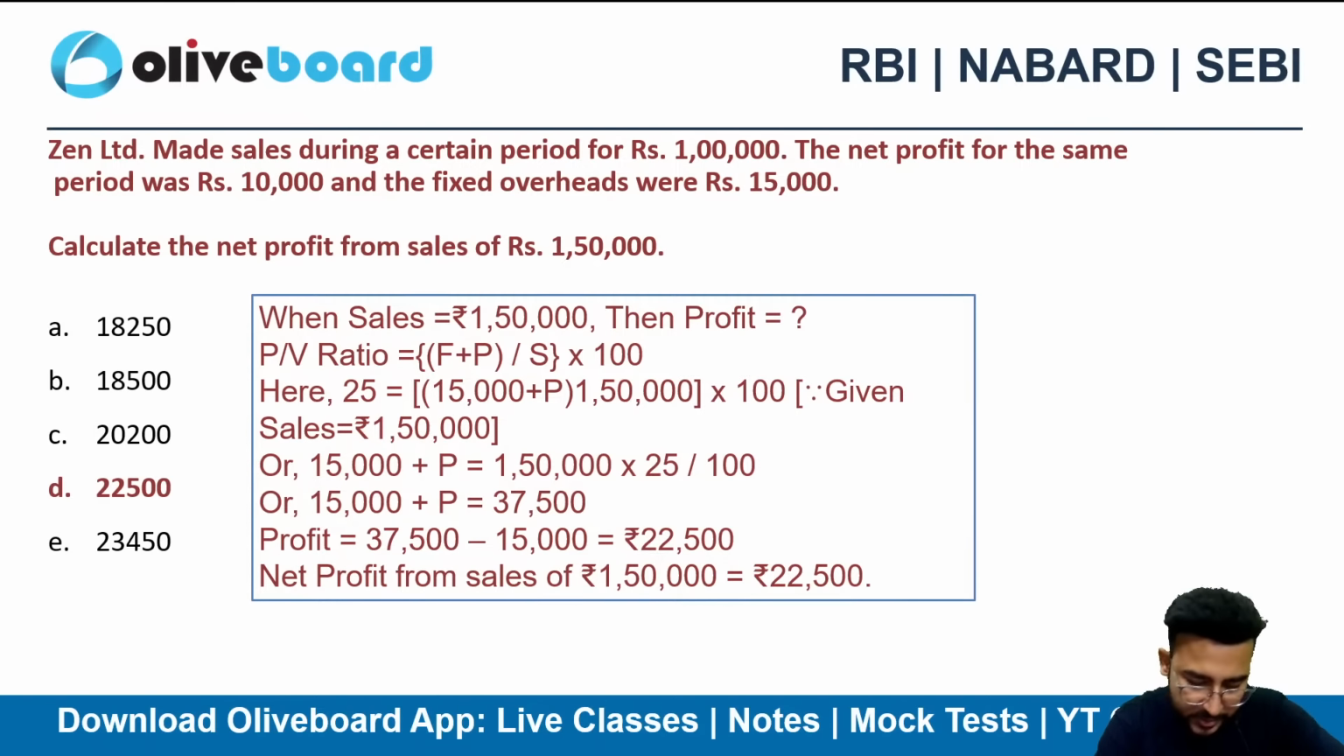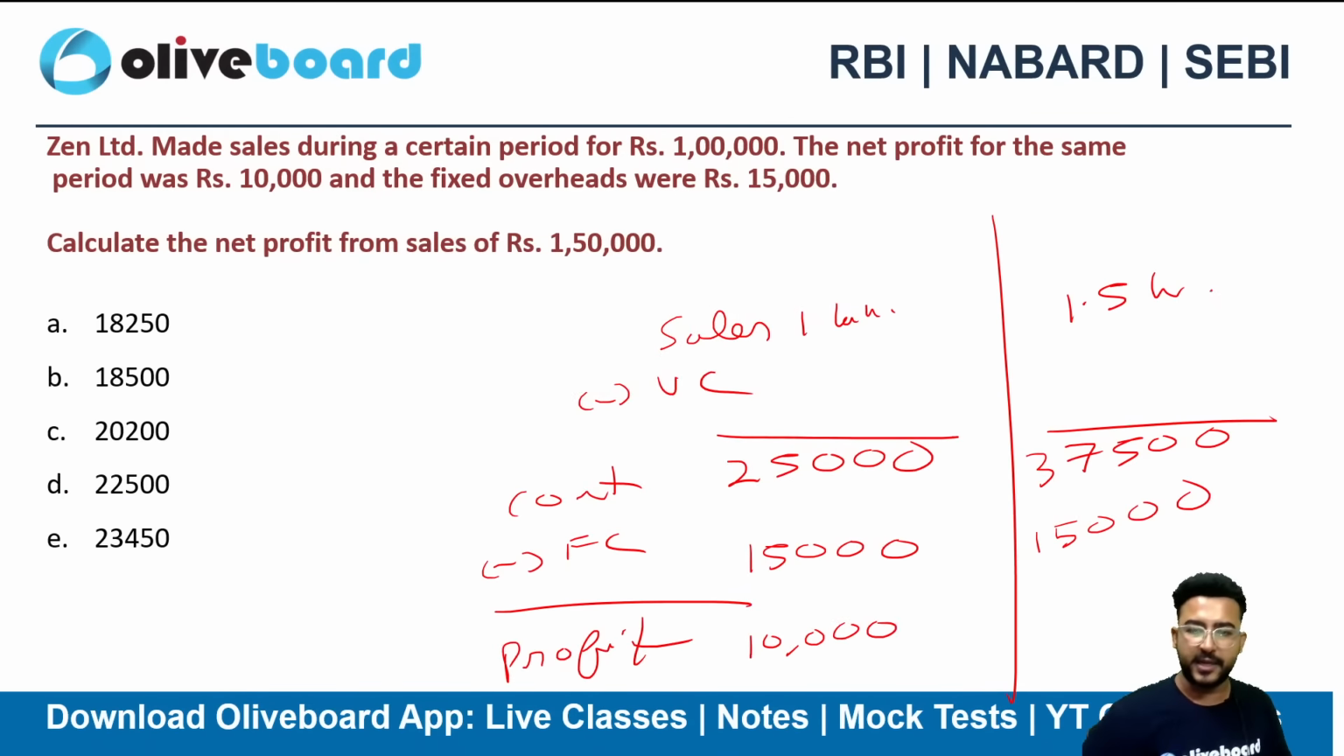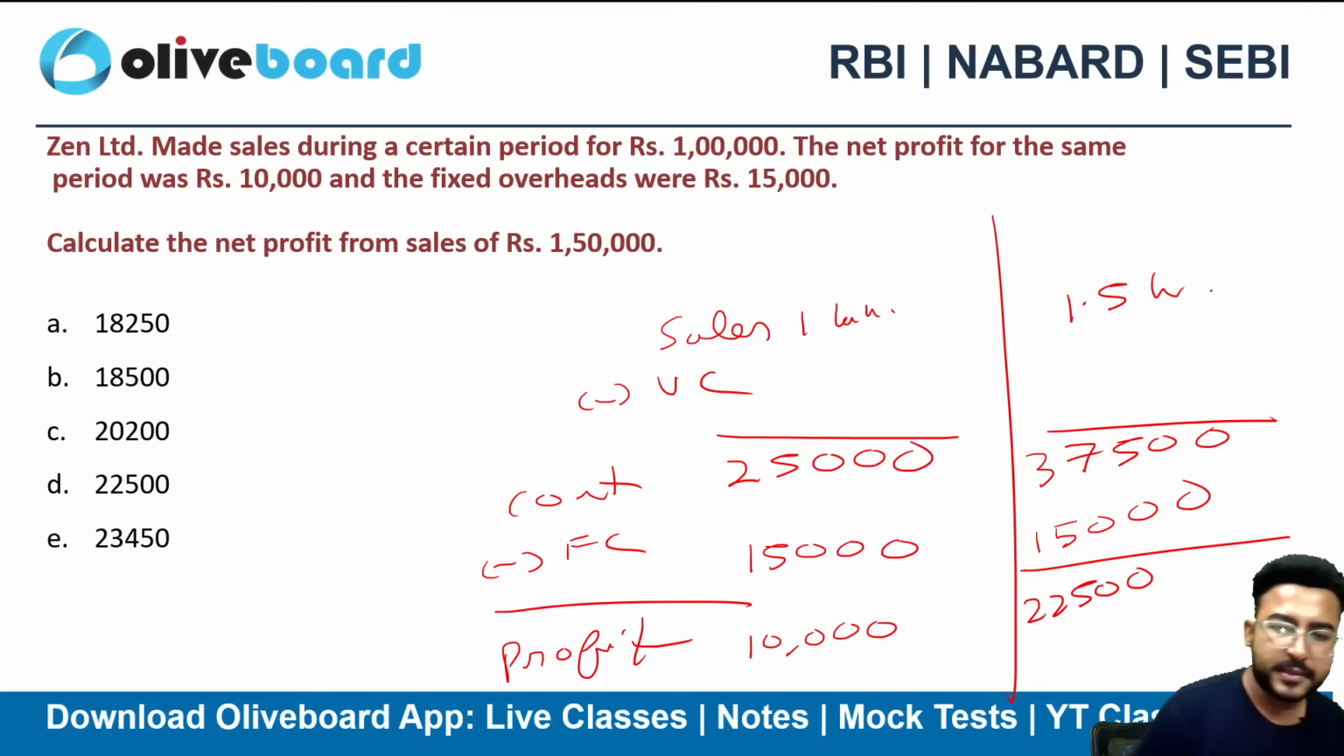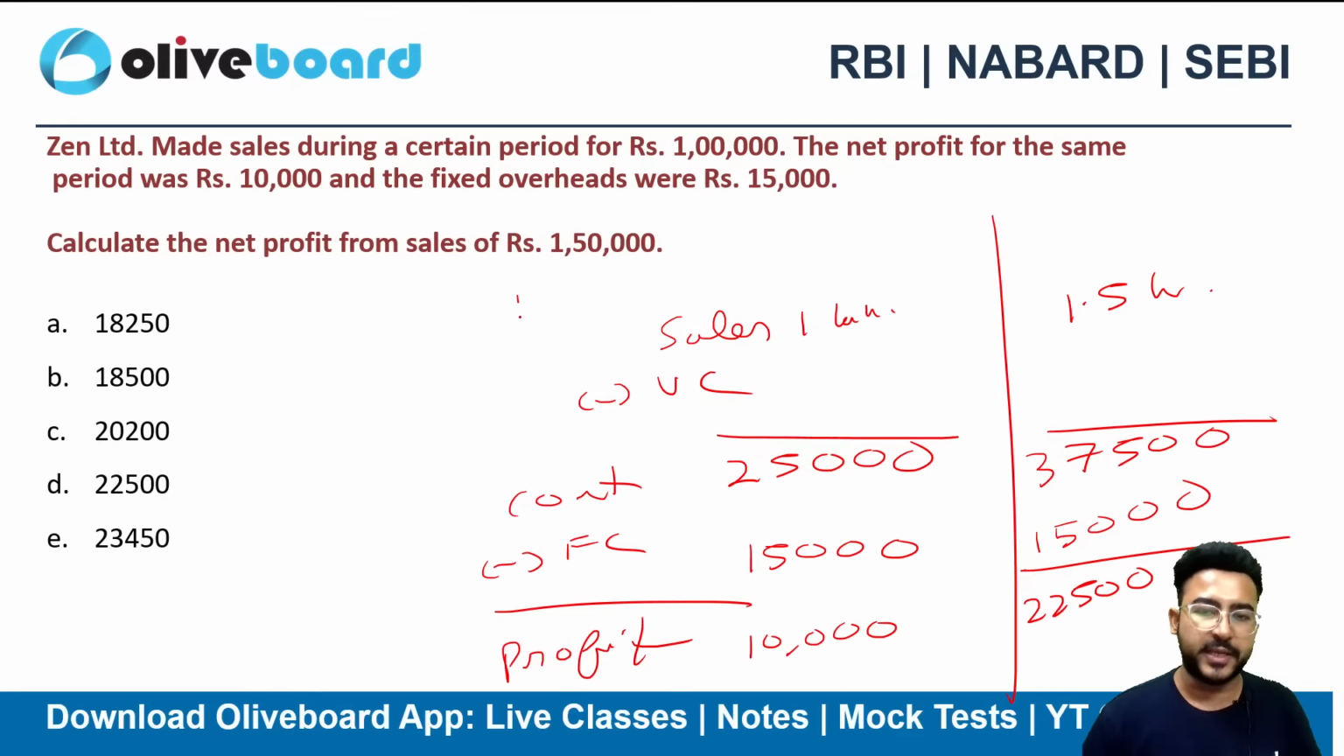22,500 will be the correct choice here, right? I have directly computed it. 22,500, and this is the approach you need to use in the examination if you want to quickly compute the answer. I have just calculated the PV ratio in case number 1, 25%.